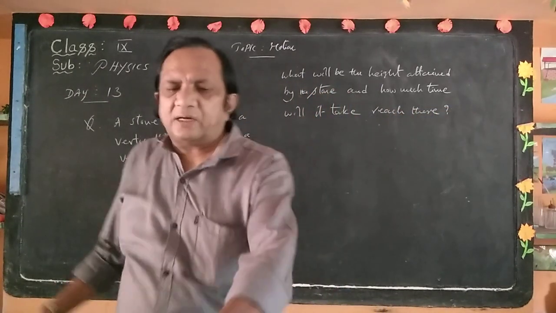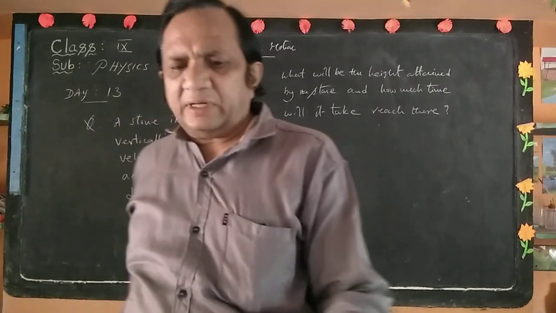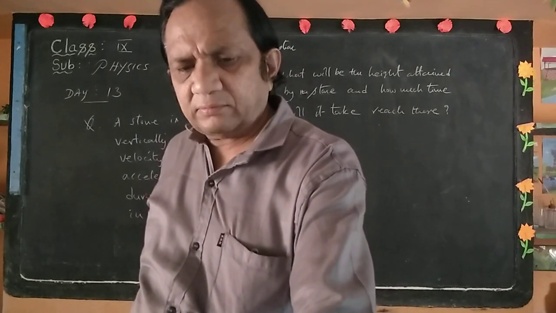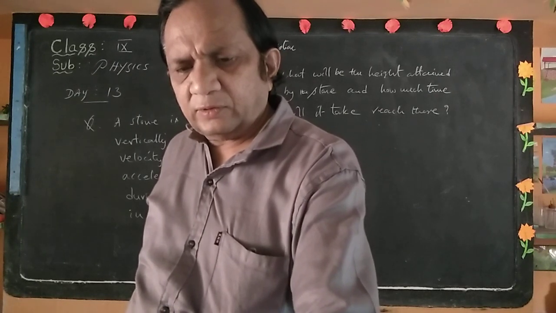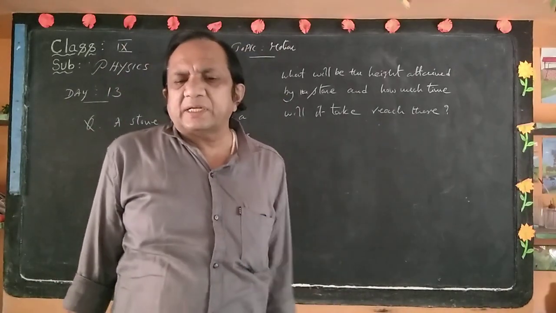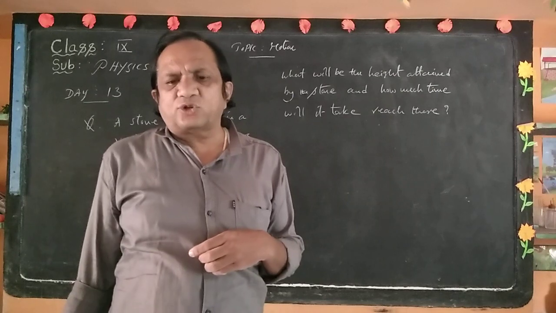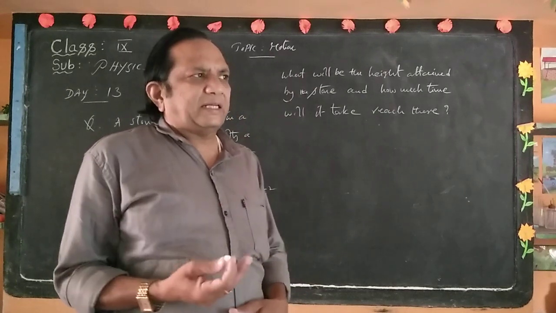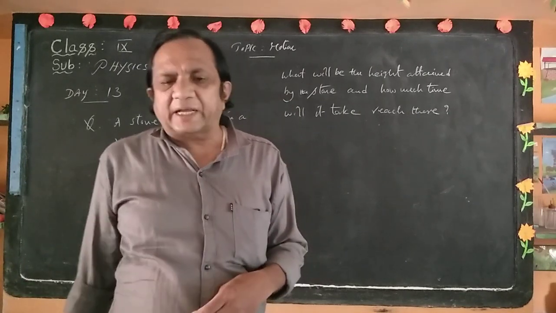So two questions to be answered in this. One is time taken and maximum height to be calculated. Here a stone will be thrown vertically up, means its initial velocity u will be given and final velocity is zero to be considered. Why? Because the stone will reach the position of rest at the point of the maximum height. That's why we take that final velocity, or terminal velocity, as zero.